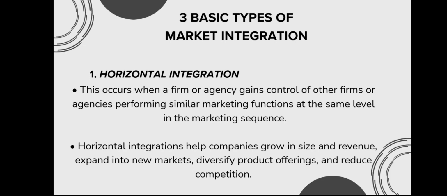Okay? For example, a fast food chain like McDonald's buys another fast food chain like Burger King. So, McDonald's and Burger King are kind of similar, right? So, they combined to help each other. That's the role of horizontal integration.